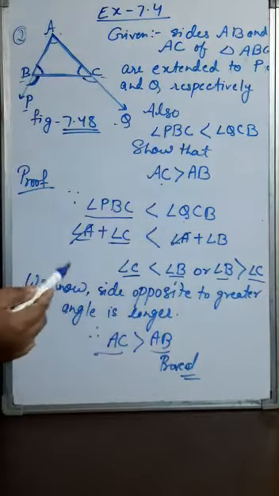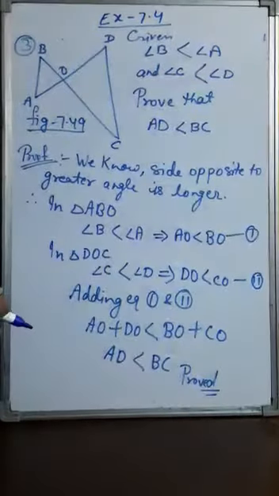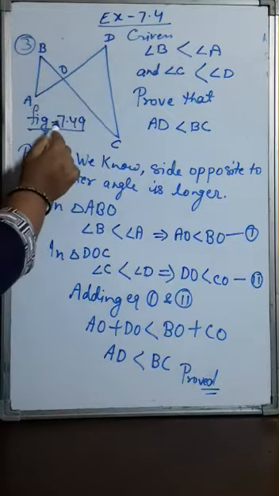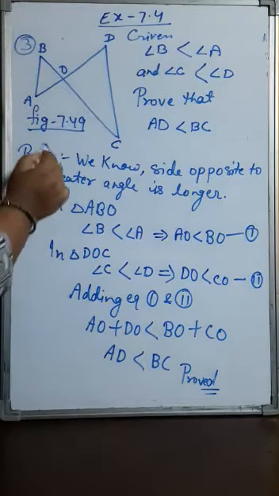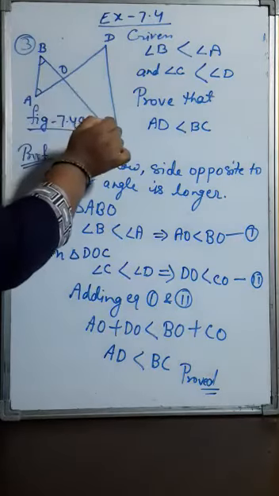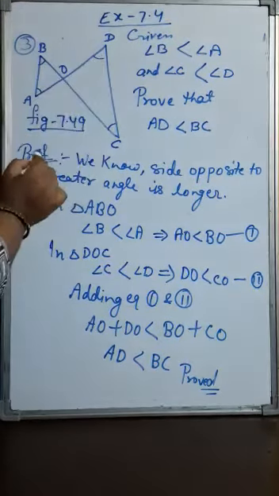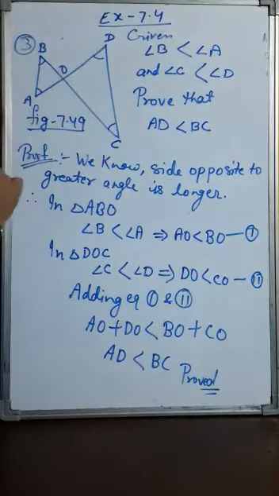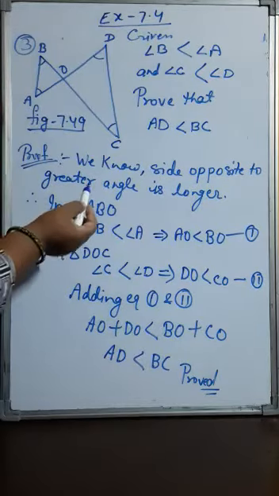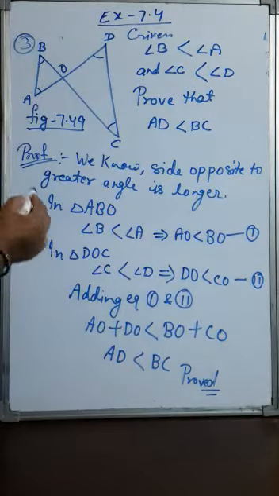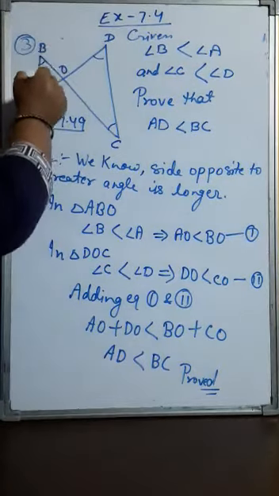Let us move to question number 3. Question number 3 says, this diagram is given to you, figure 7.49. It's given that angle B is less than angle A and angle C is less than angle D. We have to prove that line AD is less than line BC. For that, one theorem will be used, which we have studied: the side opposite to the greater angle is longer. So first you see triangle ABO.